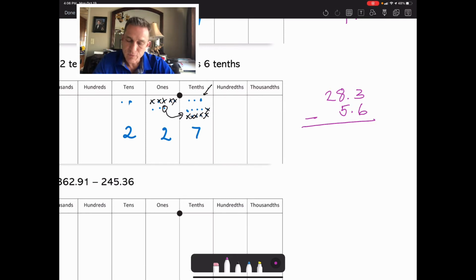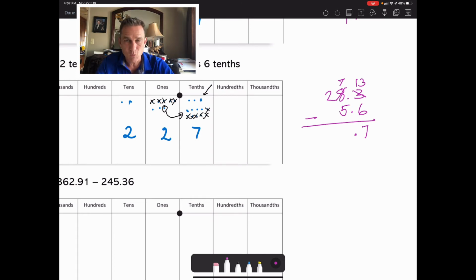As you can see, we start off with subtracting the tenths place, and there's only 3 tenths and they want me to take away 6. So I have to regroup from the ones place. Now there's only 7 ones left, and I changed one of those ones into 10 tenths and added it to the 3 tenths that are already there. So now there's 13 tenths. So I do 13 tenths minus 6 tenths, which is 7 tenths.